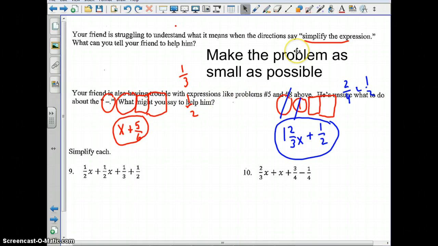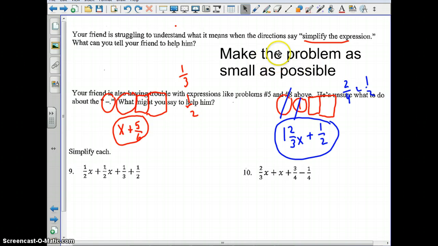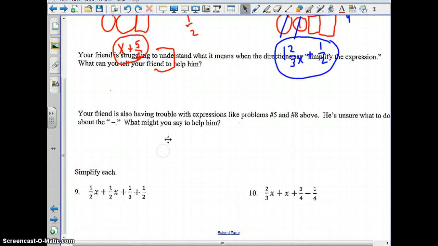There's one extra step that we haven't done yet. We're going to work on factoring later. But what we do is make it as small as possible. So when it says simplify, that's what it means. And let's move this down so you can see it better.